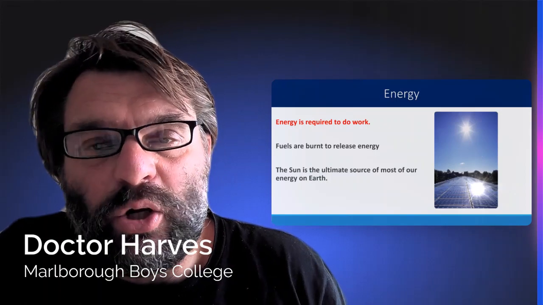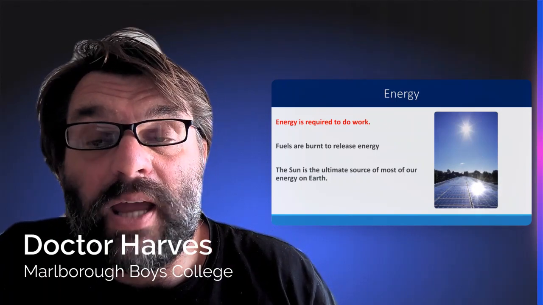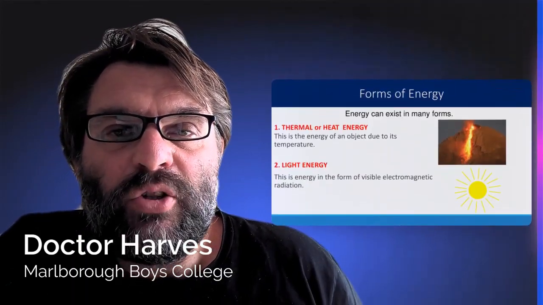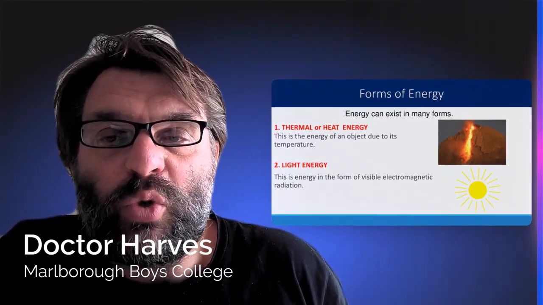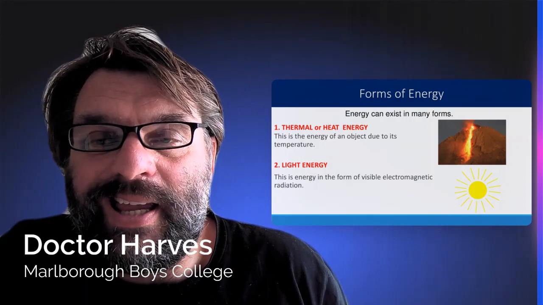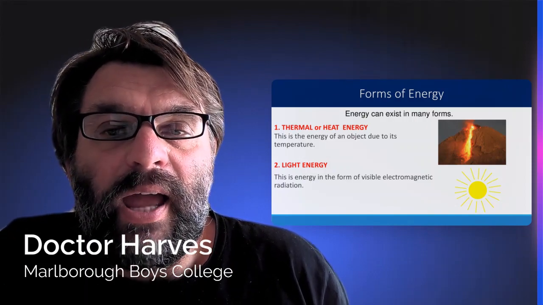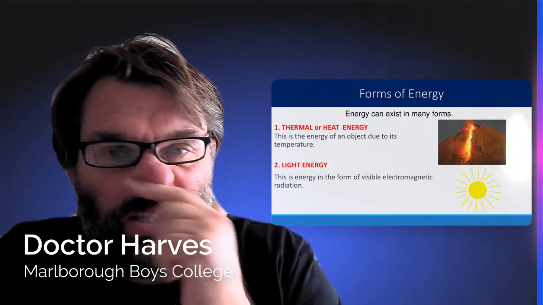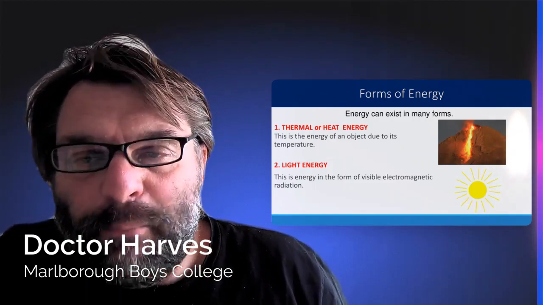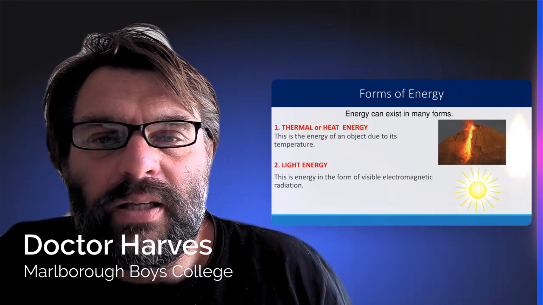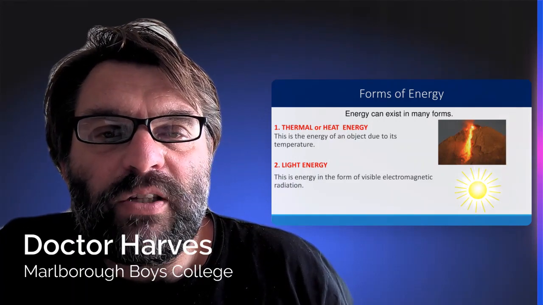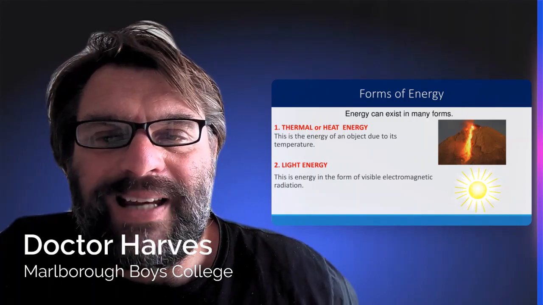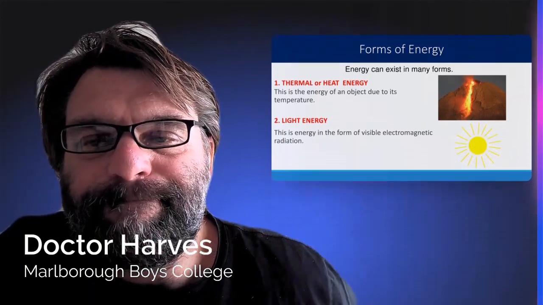And in terms of planet Earth, the sun is where we get our energy from. So there are many forms of energy, which we will briefly go through in today's lesson. We can start off with thermal or heat energy, and that is the energy of an object due to its temperature, the amount of kinetic energy the object has. We have light energy, and that's the light from the sun. It's the form of something called electromagnetic radiation.